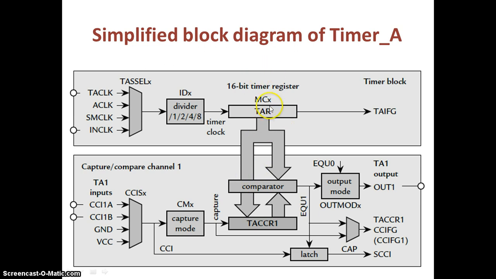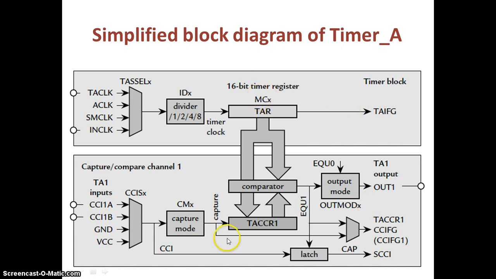Then another mode is continuous mode. In the continuous mode, it is going to count from 0 to the maximum value of FFFFH. Okay, then it comes once again to 0 and starts counting to FFFFH. And there is an up/down mode. In this mode, it is going to count upwards, then it is going to decrement downwards to 0. That is, from 0 it starts incrementing until it reaches the value of TACCR0. Once it has been reached, once again it starts decrementing to 0. Here we can generate the TAIFG flag, that is the Timer A interrupt flag. This flag will be set only when my timer register goes to 0. When TAR goes to 0, it is going to be set.